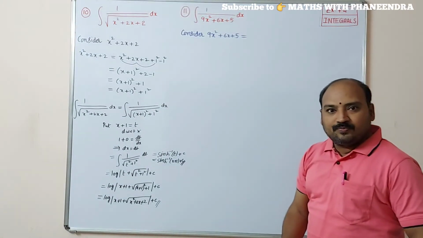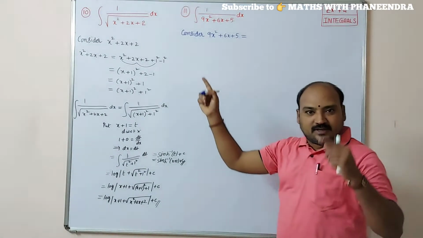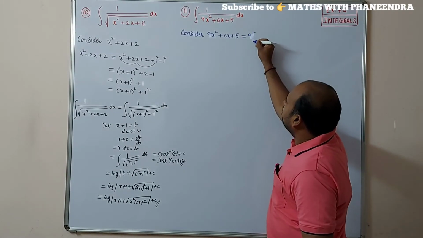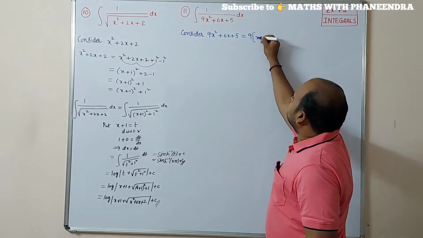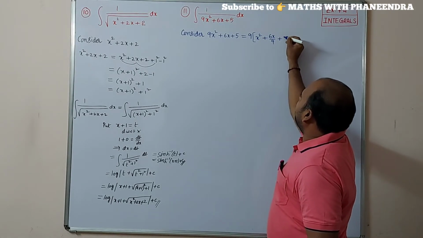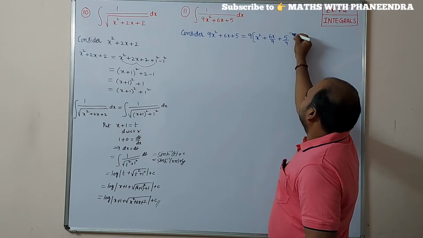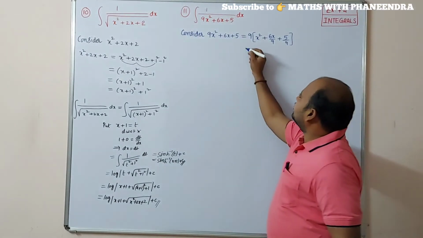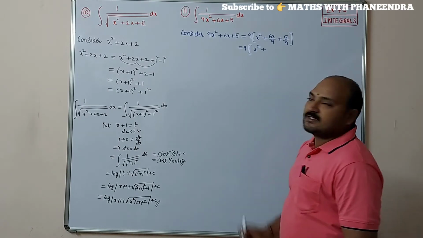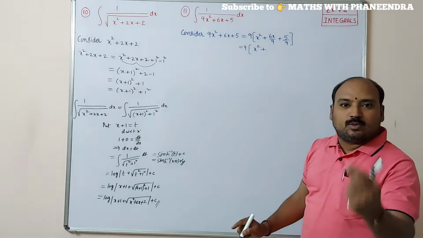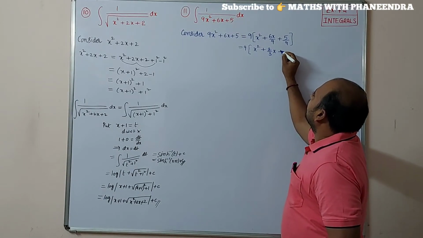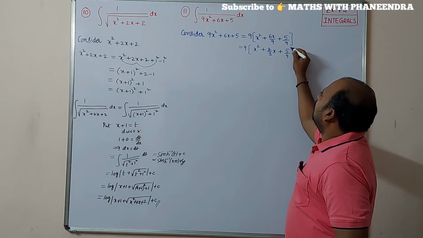After that, what do we have to do? Take common 9. Why? Because I want to make the x square coefficient 1. So if you take 9 out common, keep a bracket. So x square plus 6x by 9 plus 5 by 9, which is equal to 9 into x square plus 6 by 9, 3 twos are 6, 3 threes are 9, so 2 by 3 into x plus 5 by 9.